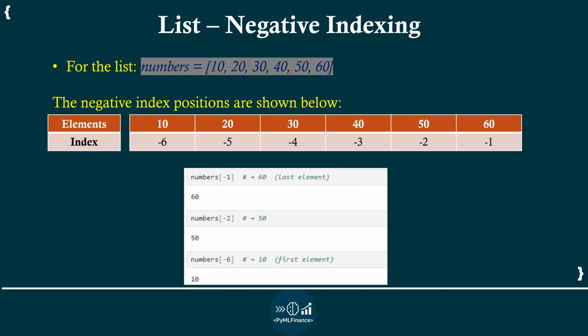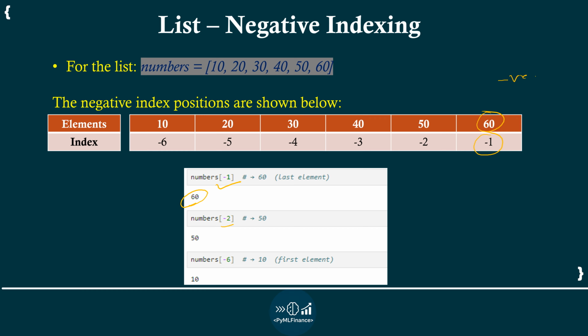One interesting thing about Python list is that Python also allows indexing from the end using negative numbers. So in the list you can fetch positions from last using negative indexing. For example, you can see here for this list, if you want to fetch the last element, that is 60, you can use index -1, and then you get the last element.